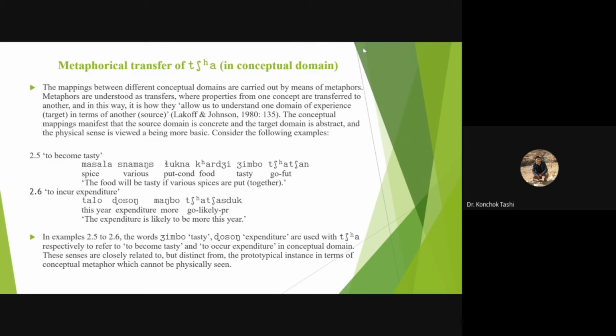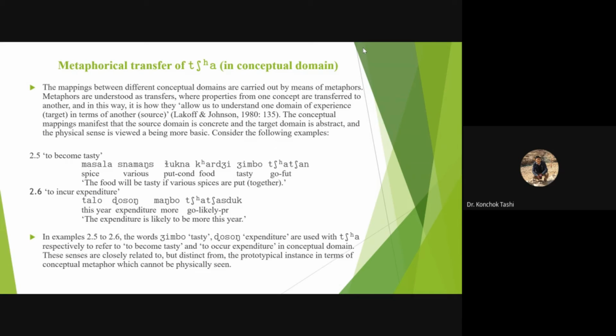Now, coming to the metaphorical transfer of cha in the conceptual domain, the mappings between different conceptual domains are carried out by means of metaphors. Metaphors are understood as transfers, where properties from one concept are transferred onto another, and in this way they allow us to understand one domain of experience, the target, in terms of another, that is the source. The conceptual mappings manifest that the source domain is concrete and the target domain is abstract, and the physical sense is viewed as more basic. Let's look at some examples.